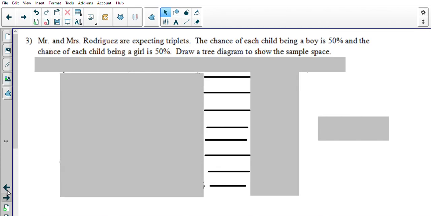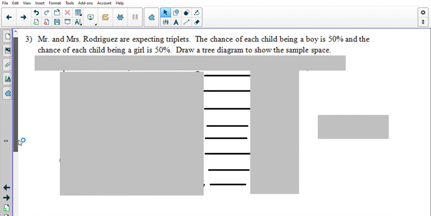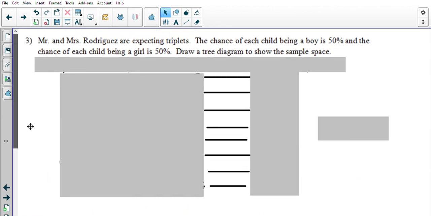So our last example is going to actually be very, very similar. We do have 2 probability questions related to it, except it involves gender. So Mr. and Mrs. Rodriguez are expecting triplets. The chance of each child being a boy is 50%, and the chance of each child being a girl is 50%. Draw a tree diagram to show the sample space.